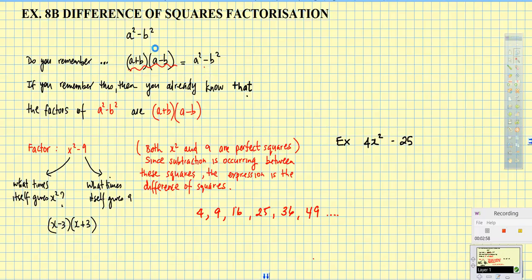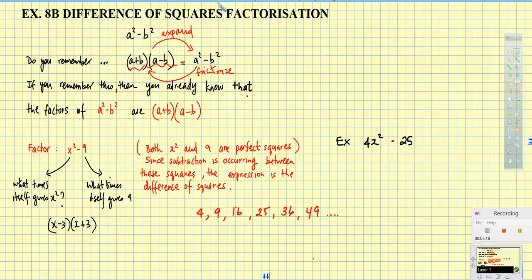So if we are expanding, we go from a plus b times a minus b to a squared minus b squared. And if I'm going to factorize, well, I should recognize in the factorization process that because I have only 2 terms, and they're both squared terms, or that they are perfect squares, then I know that I can take the square root of both a and b.